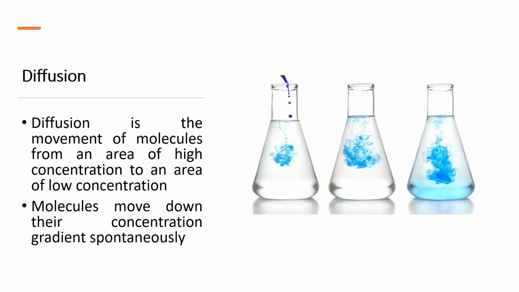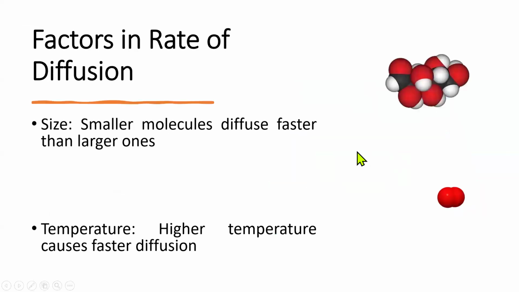It's the same thing if I take a Febreze air freshener and spray it here. Soon you'll be able to smell it at the back. That's another example of diffusion, going from an area of high concentration to an area of low concentration. Now, there are different factors that will affect the rate of diffusion. It's going to happen, but how fast it happens will depend on several factors. Number one, the size is going to matter.